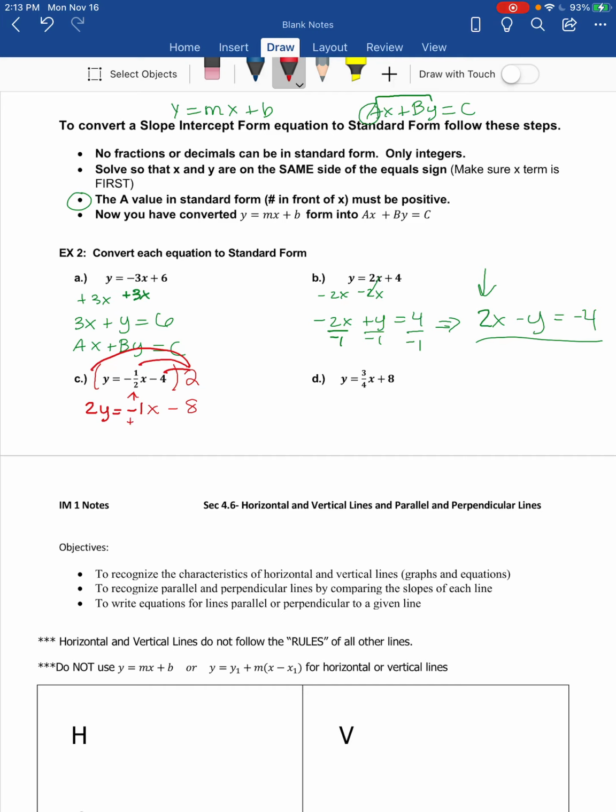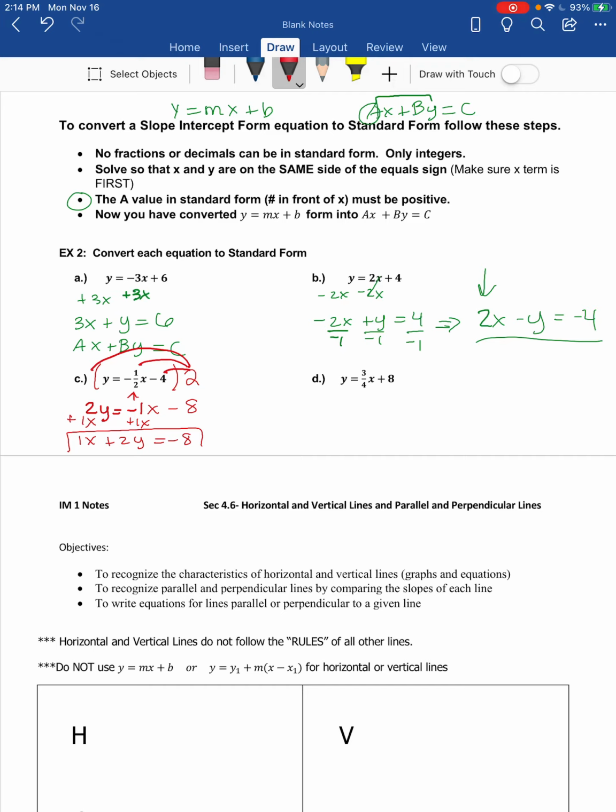So move that negative 1x to the opposite side by doing your opposite operation. So add 1x to both sides. Now you have 1x plus 2y is equal to negative 8. And now you are in standard form. You could also just write it as x plus 2y equals negative 8 because 1s as coefficients are not necessary.